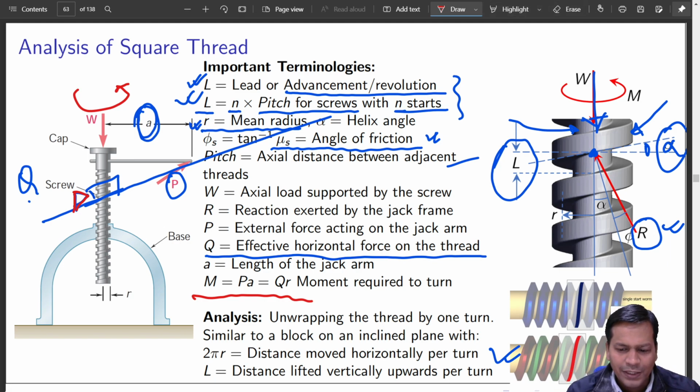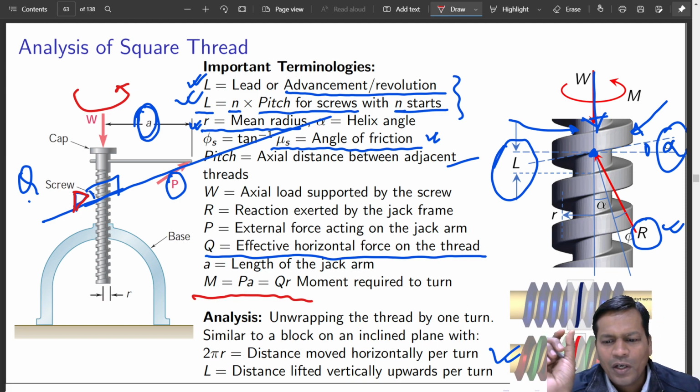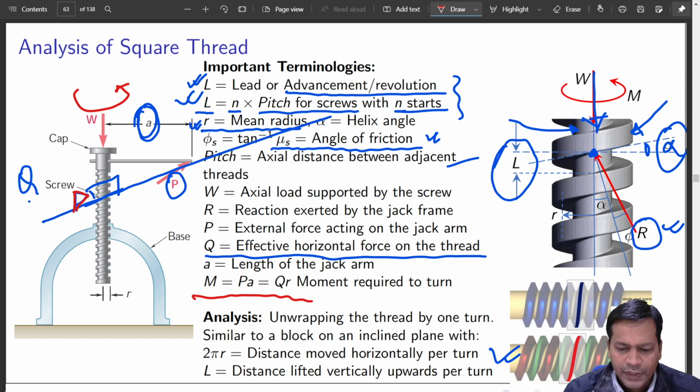So the analysis is, yes, you can take it like that. But these are very small, so it is not that relevant actually. The width is very small. But in any case it has to be like that. So the analysis is unwrapping this thread by one turn. You open it up, similar to a block on an inclined plane. That is what we are going to analyze.